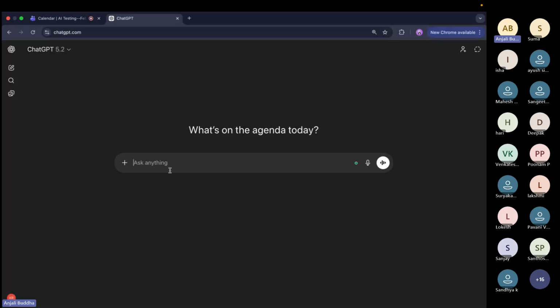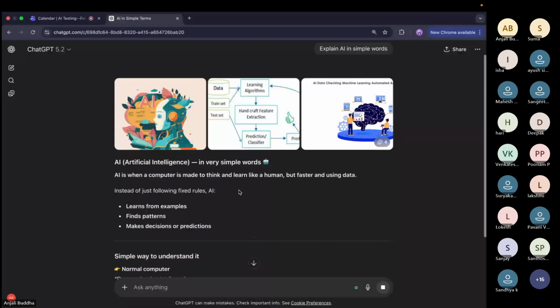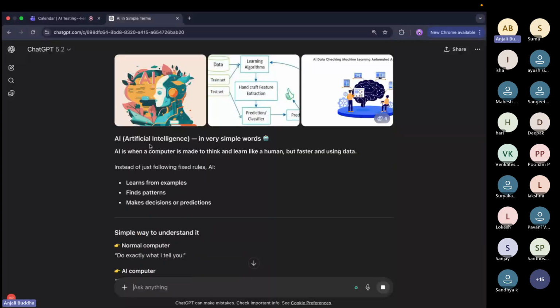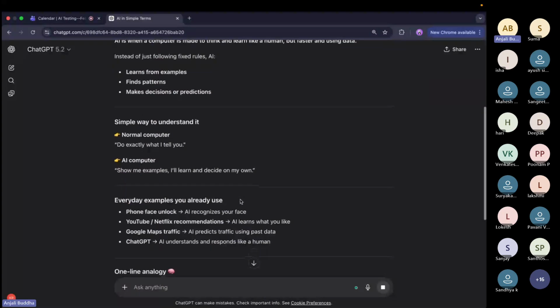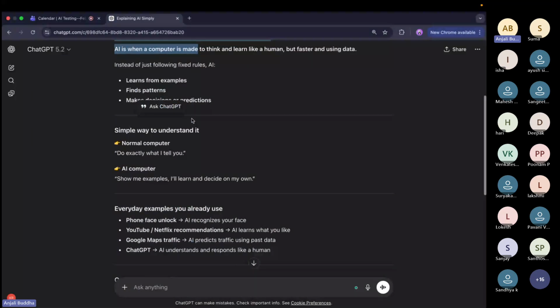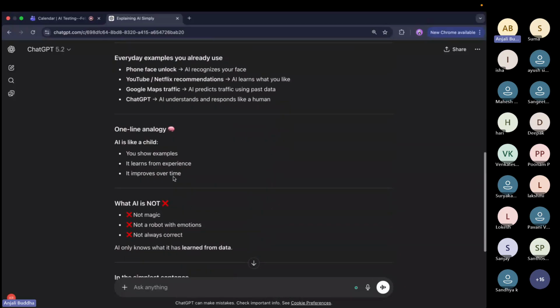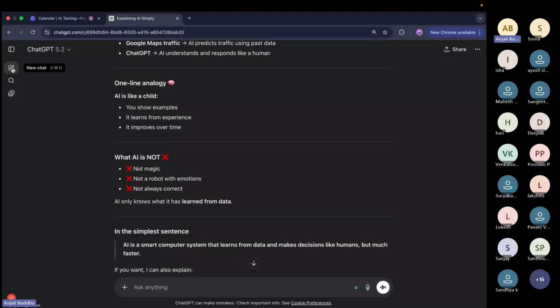First, we will ask the same question we have discussed now: Explain AI in simple words. See, artificial intelligence is explained in simple words. There is a structure that is followed. It has given me a simple way to understand, an everyday example, a one-line analogy, all of these things.